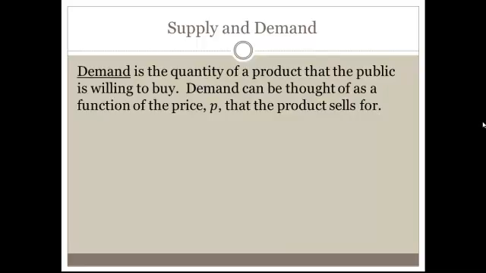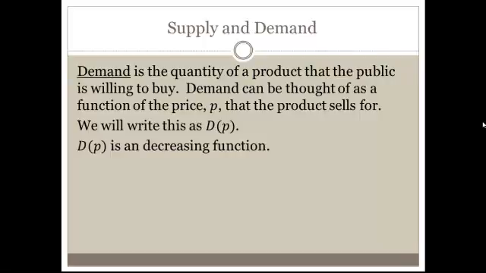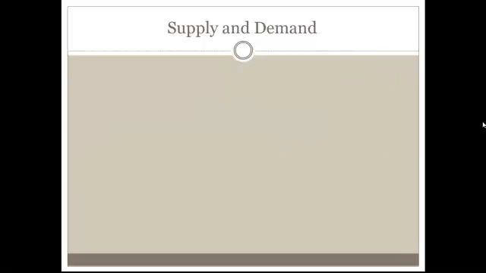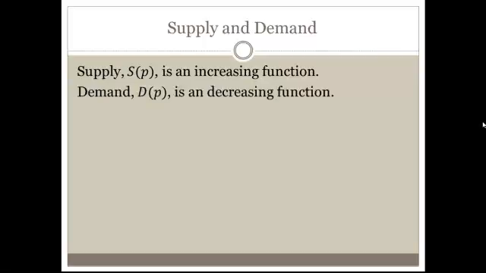On the other hand, demand is the quantity of a product that the public is willing to buy. Demand also can be thought of as a function of the price P that the product sells for. We write this as D of P. D of P is a decreasing function. That is, as the price rises, the public is willing to buy less of the product. So far, we have found that supply, S of P, is an increasing function, and demand, D of P, is a decreasing function. Now let's look at their graphs.